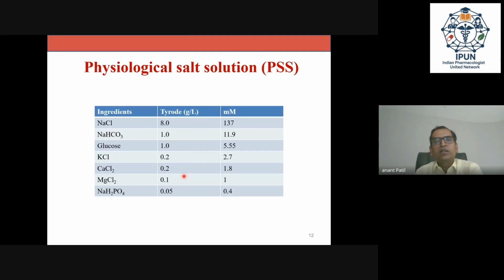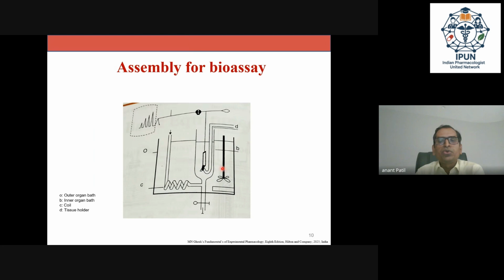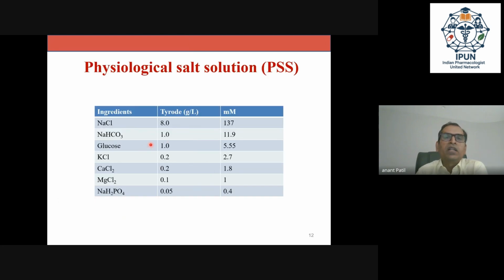Now, having understood this, the physiological salt solution which I'm going to use to nourish this guinea pig ileum, there are several solutions, but we have worked with the solution called Tyrode. And this is the composition of Tyrode. You can see there are 7 elements in Tyrode. In the middle column, you can see the concentration of these different chemicals in gram per liter. So if you take 1 liter of distilled water, you put all of these chemicals in: sodium chloride 8 gram, sodium bicarbonate 1 gram, glucose 1 gram, potassium chloride 0.2 gram, calcium chloride 0.2 gram, magnesium chloride 0.1 gram, and sodium dihydrogen phosphate 0.05 gram.